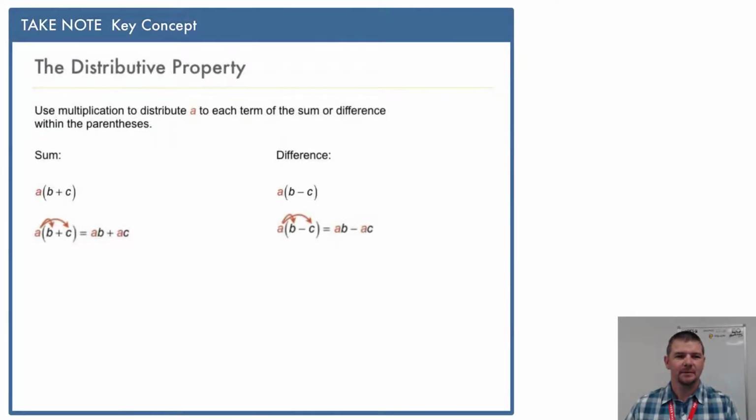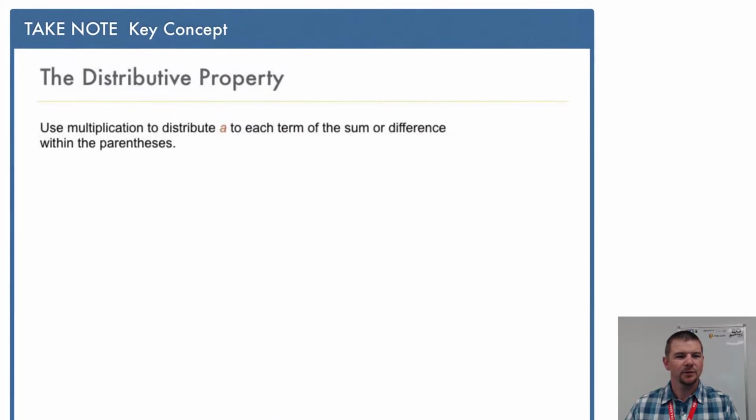Take note. Key concept. The distributive property. Use multiplication to distribute A to each term of the sum or difference within the parentheses. First, in a sum, A times the sum B plus C equals, having distributed A to B and C, A times B plus A times C. And in a difference, A times the difference B minus C, the multiplication by A gets distributed to both terms B and C to produce the expression A times B minus A times C.